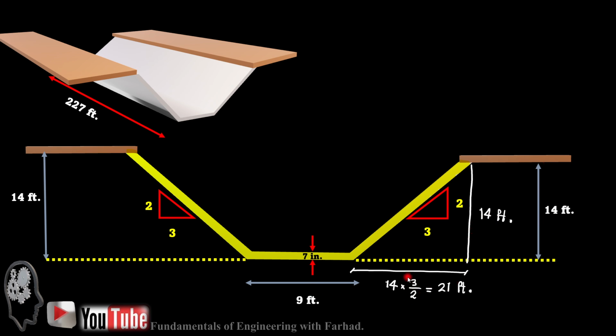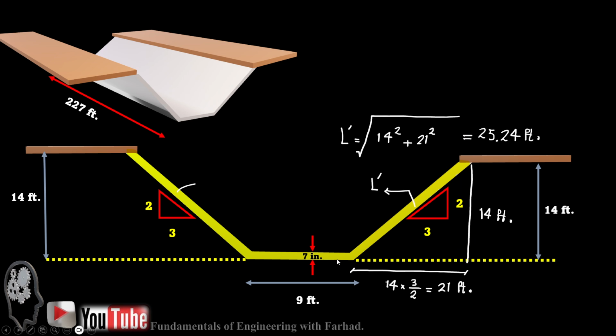The run is 14 times 1.5, which is 21 feet. So if we have two sides of our triangle, the hypotenuse is calculated like L prime is equal to the square root of 14 squared plus 21 squared, and it just gives us the length of these sides as 25.24 feet in length.